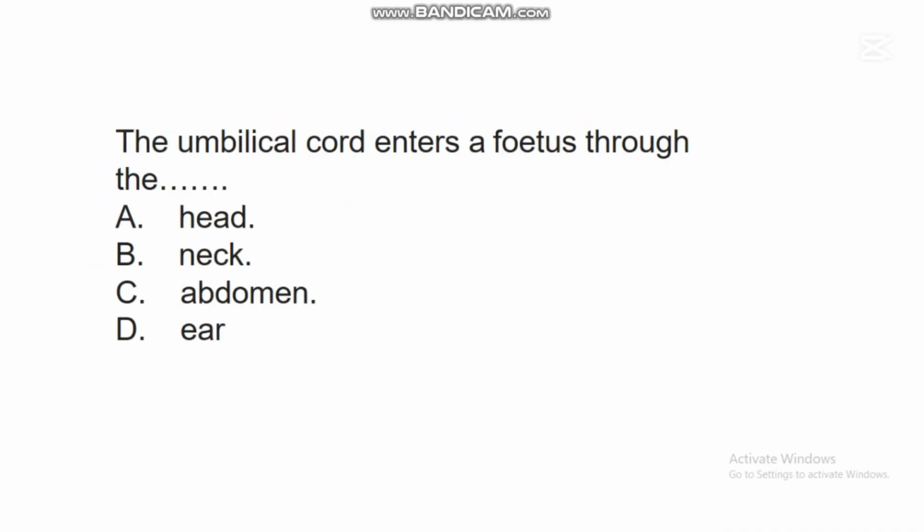The next question says, the umbilical cord enters a fetus through the dash. A. Head. B. Neck. C. Abdomen. D. Ear. In this question, the correct answer is C. Abdomen. So this structure called umbilical cord enters a fetus through the abdomen of that fetus.